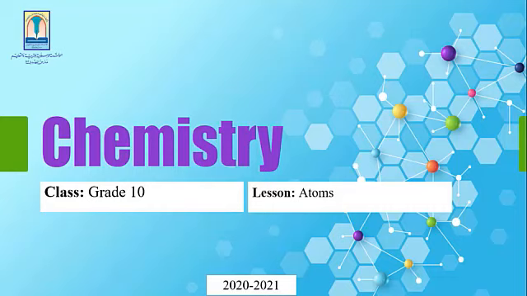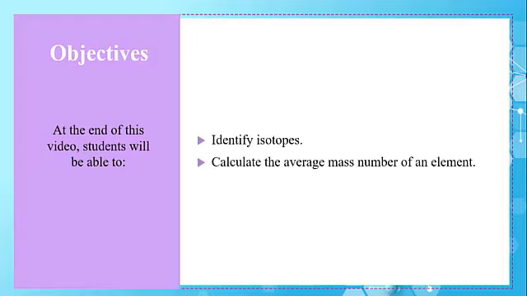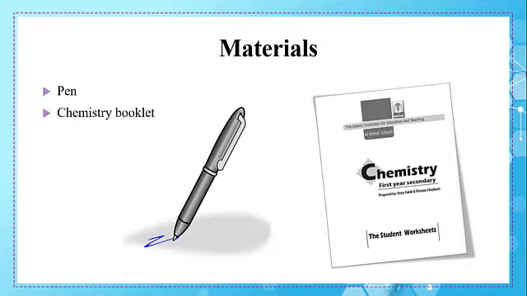Today I'll be explaining the third period of chapter 1, Atoms. At the end of this session, you'll be able to identify isotopes and calculate the average mass number of an element. Please get your pen and your chemistry booklet.